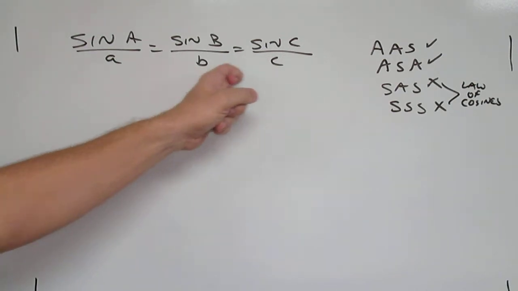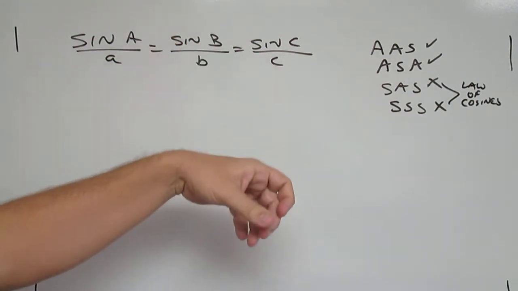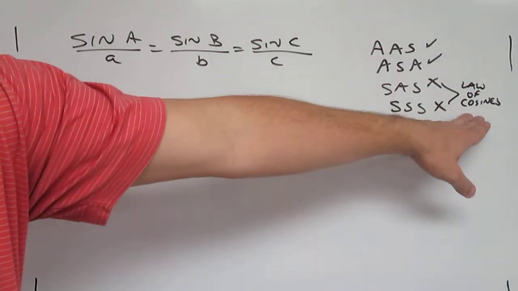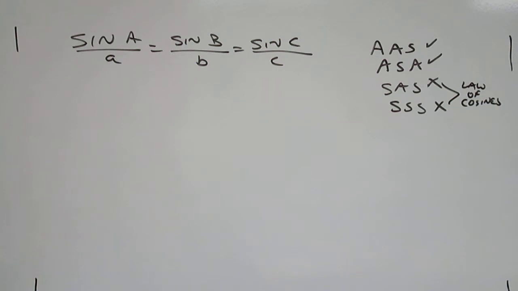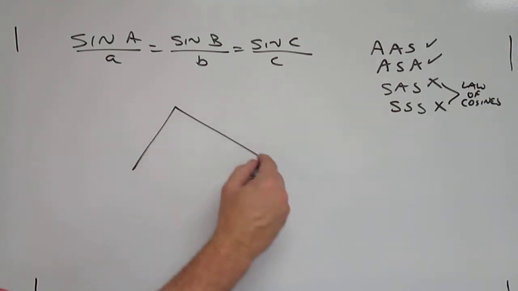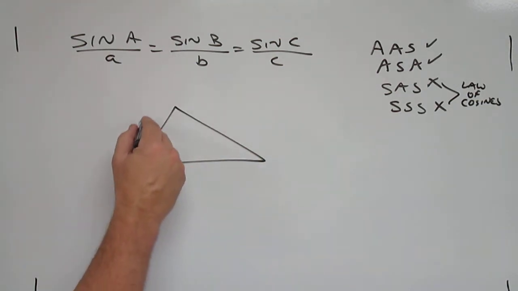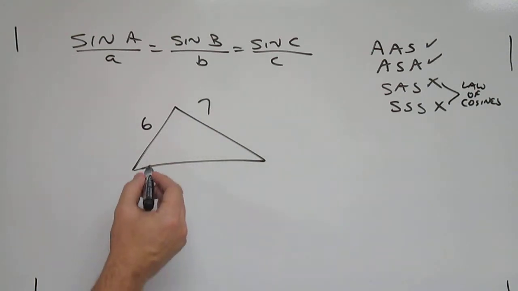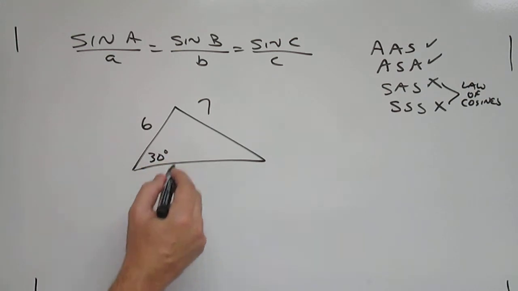If I knew this was 5, 6, and 7, but I didn't know any of the angles, no matter what combination of ratios I had to make a proportion, I'd still have two unknowns. Law of cosines is going to help with both of those cases. The third case, though, is what happens if I have a triangle and suppose I know two sides and an angle that's not included. So let's call this one 30 degrees.